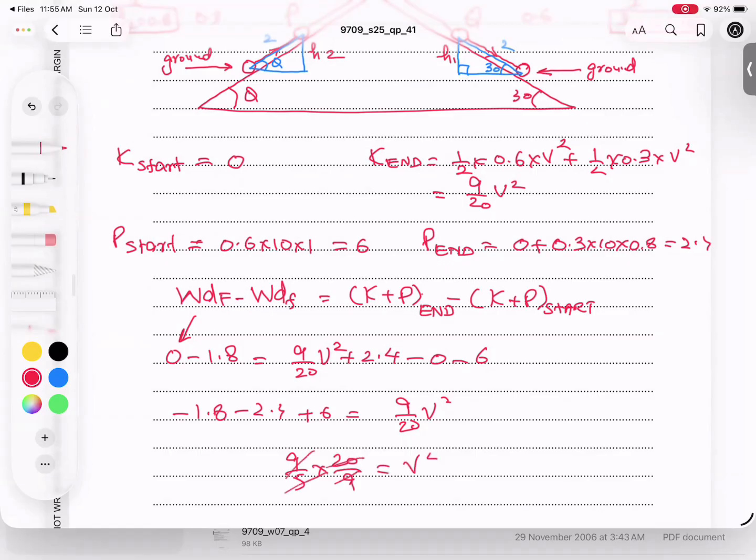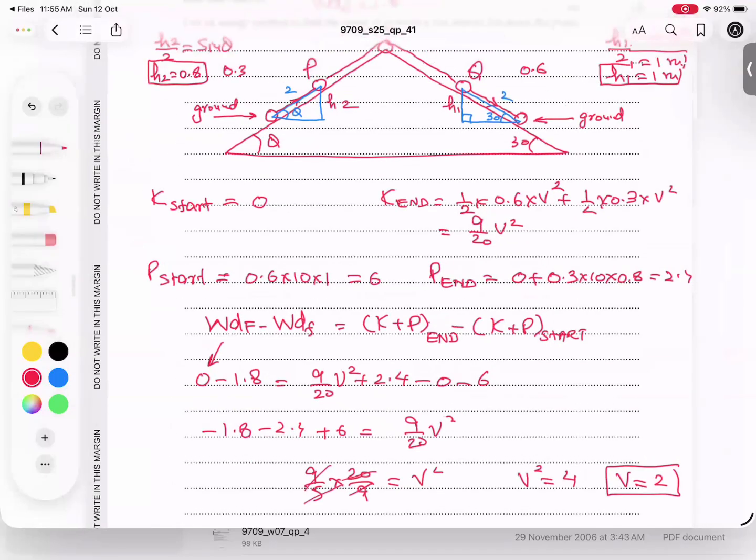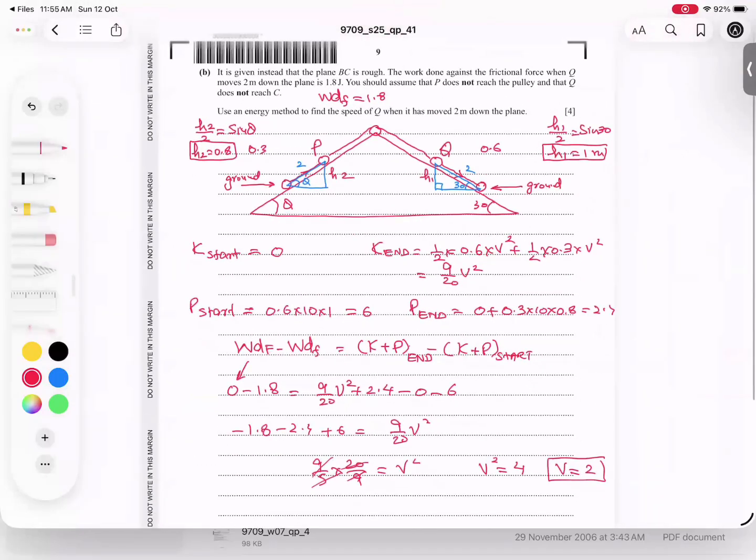9 cancel, we got a 4. So v to the power 2 is equal to 4, and v becomes positive 2 meters per second. I hope the concept of the question is very clear.